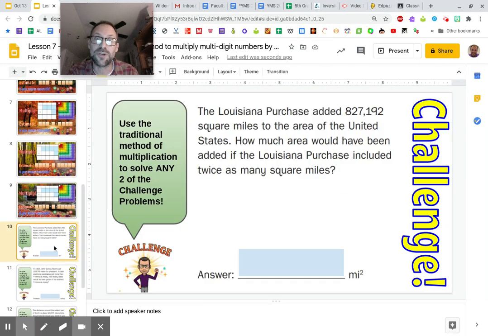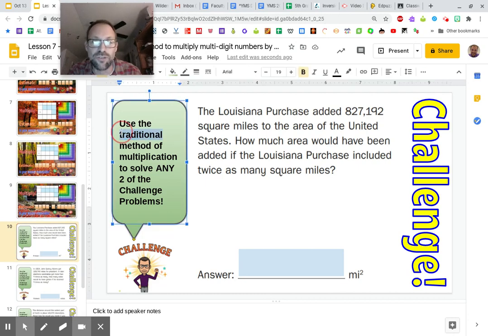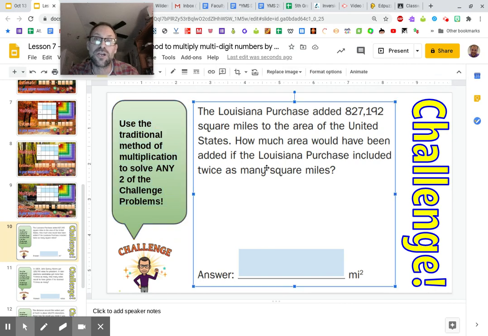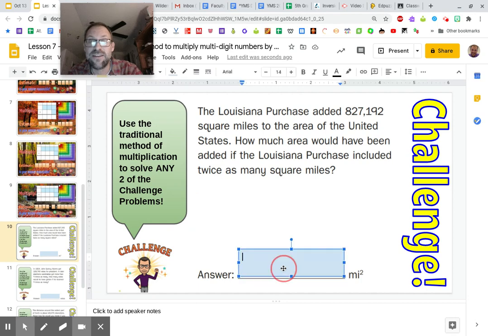And there is challenge work. Today, the directions say use the traditional method of multiplication to solve any 2 of the following 4 big number stories. All right, and here they are. You can do your work on paper and put your answers here in the text boxes. Okay, and you can pick any 2 of the 4.